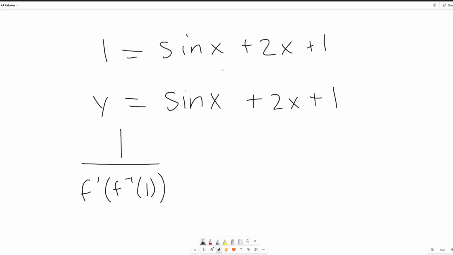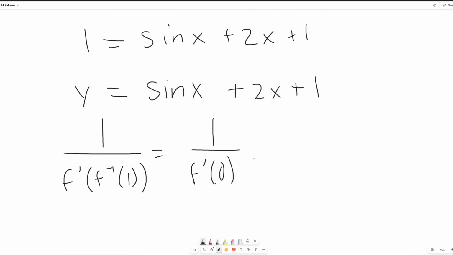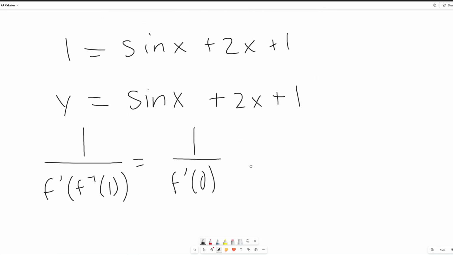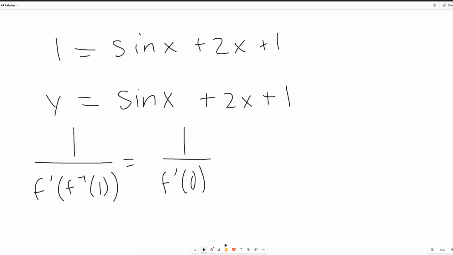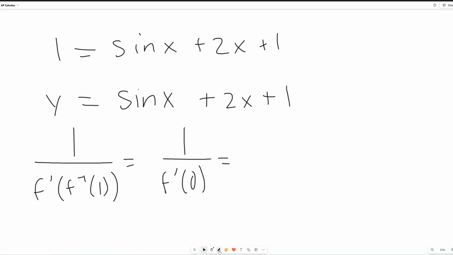Well, sine of 0 is 0. 2 times 0 is 0. So x is going to be 0. Okay. So you then have 1 over f prime of 0. So take the derivative. Y prime equals cosine x plus 2. Okay. F prime of 0 is cosine of 0 plus 2. Cosine of 0 is 1. This just gives you 1/3.